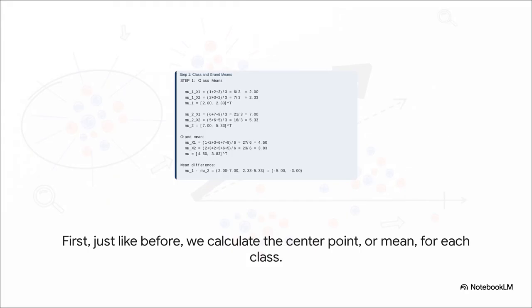And yep, step 1 is exactly the same. We find the center of mass for each cloud of points. The only difference now is that our means have both an x and a y coordinate. So for class 1, the center is at 2, 2.33, and for class 2, it's at 7, 5.33.